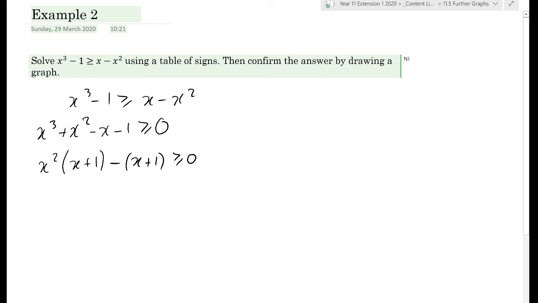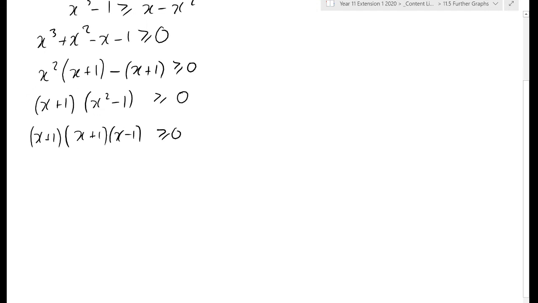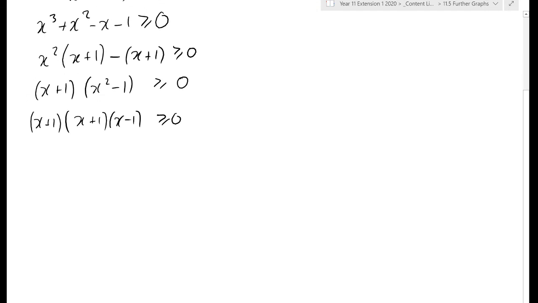Okay, factorising further, x plus 1 is common to both of these, and I'm left with x squared minus 1 as the leftovers, greater than or equal to 0. But we also know that x squared minus 1 is an example of the difference between two squares. So we're left with the x plus 1 at the front, but x squared minus 1 becomes x plus 1 and x minus 1, which is greater than or equal to 0. And then we can rearrange x plus 1 times x plus 1 times x minus 1 as x plus 1 squared, lots of x minus 1, which is greater than or equal to 0.